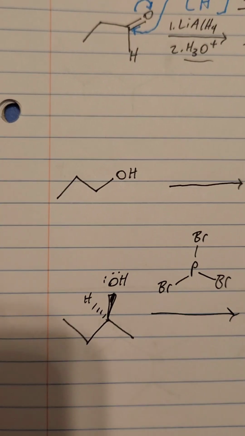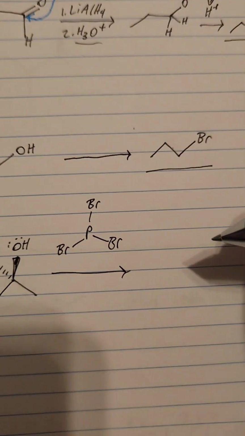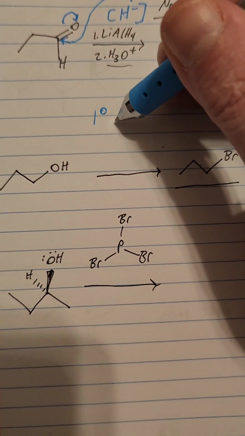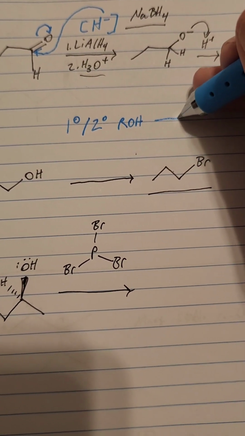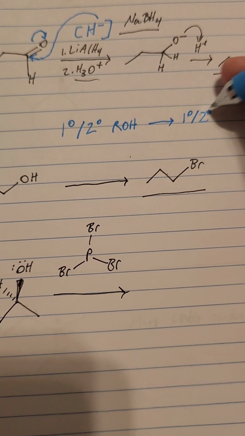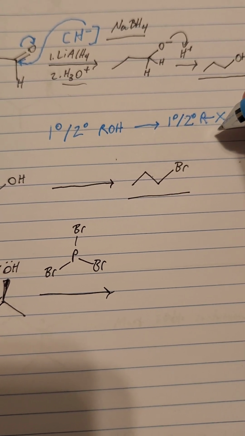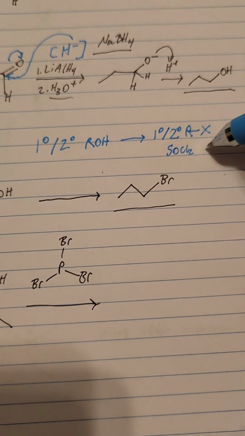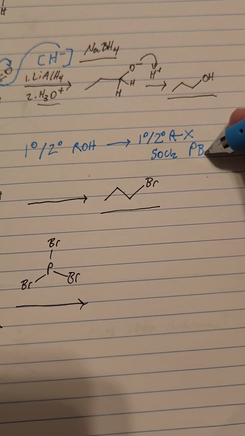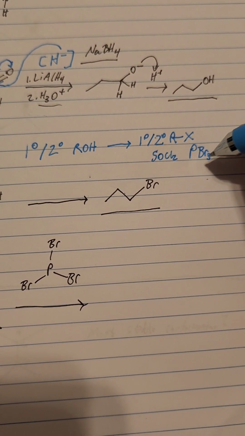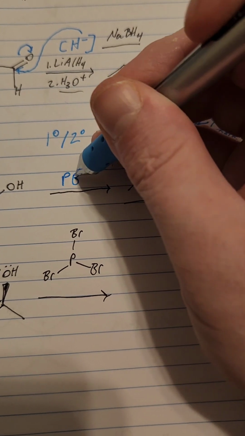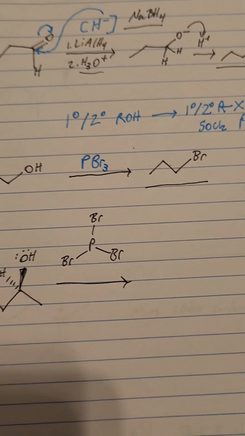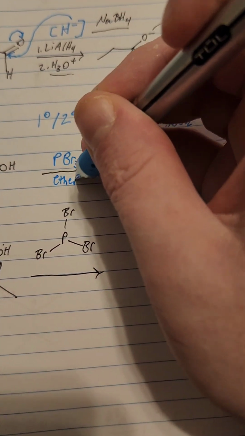This last step of the reaction, we're converting propanol to propyl bromide. And so whenever we have a primary or secondary alcohol and we're reacting to get a primary or secondary halide, that's going to be SOCl2 for chlorides, phosphorus tribromide, or PBr3, for bromides. So PBr3 is going to be our selective reactant here. Ether is a good solvent for that, a non-reactive solvent.